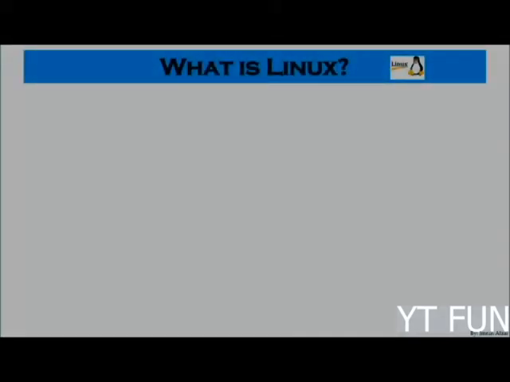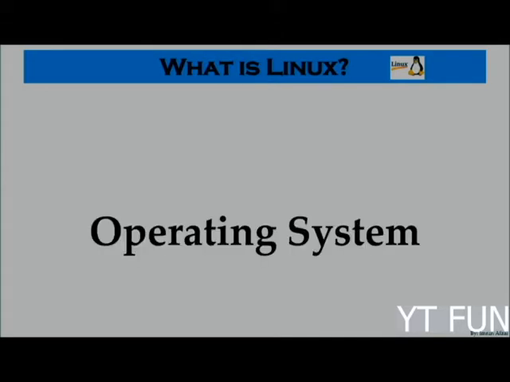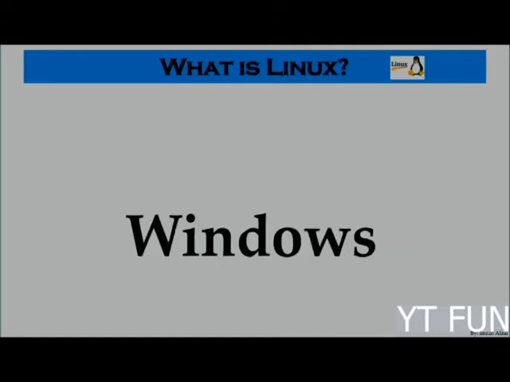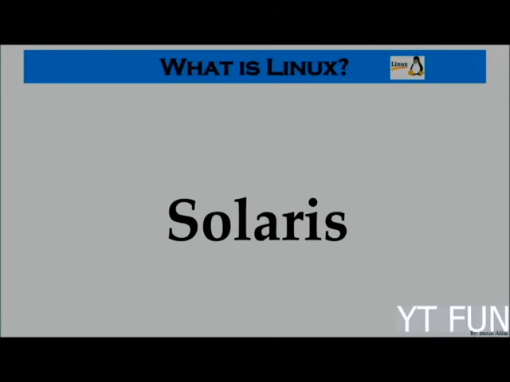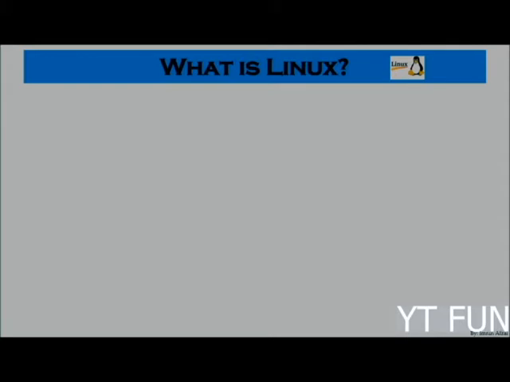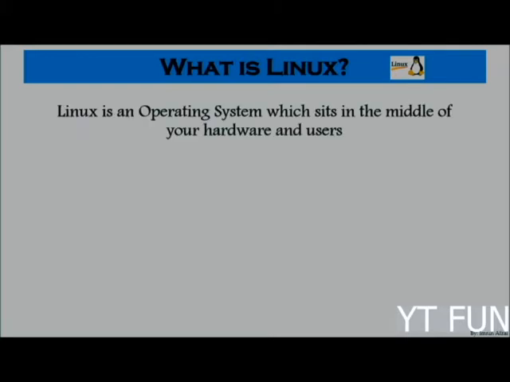What is Linux? Of course, we are going to learn Linux, but we do want to know what exactly Linux is. Linux is an operating system. It's just like any other operating system. For example, Microsoft has Windows, Apple has Mac, Sun, which is now owned by Oracle, has Solaris running on SPARC hardware. So Linux is an operating system which sits in the middle of your hardware and the users.